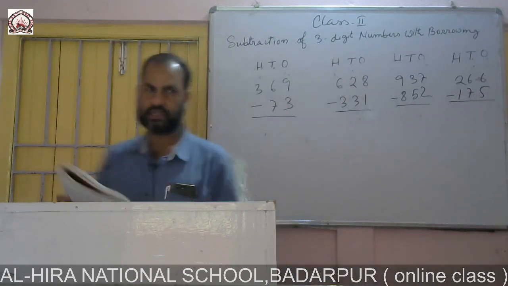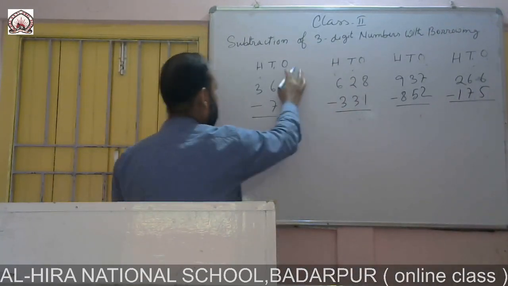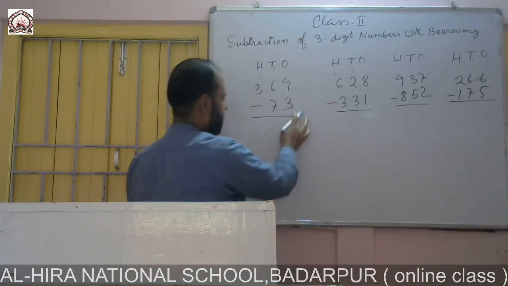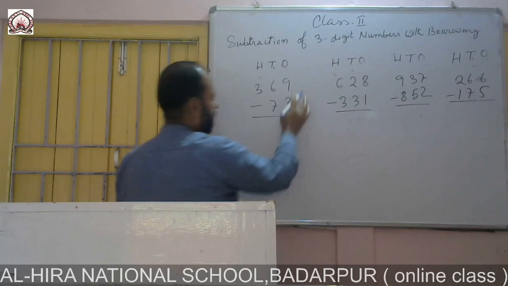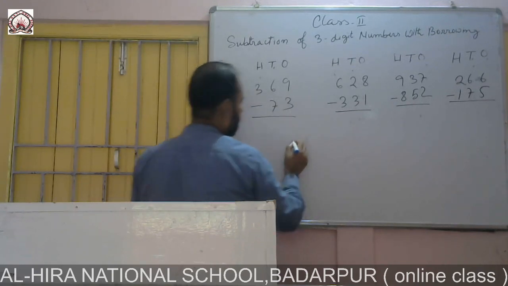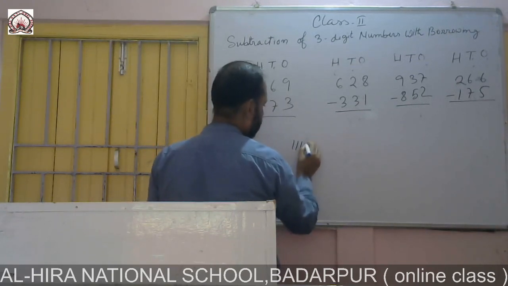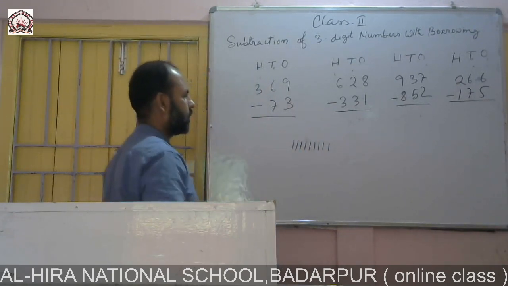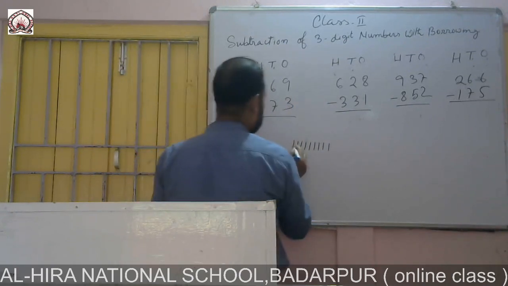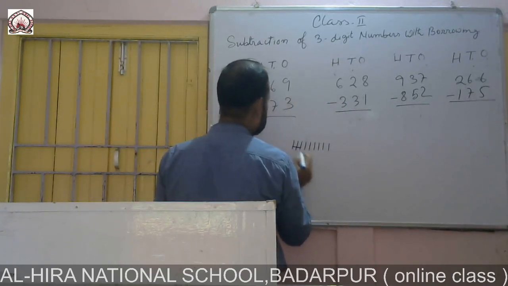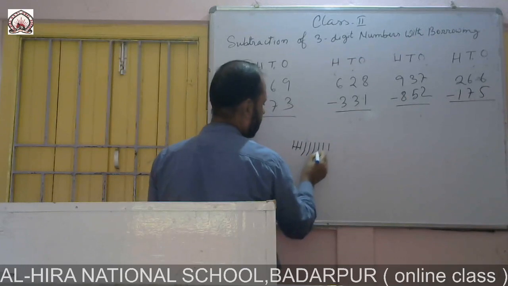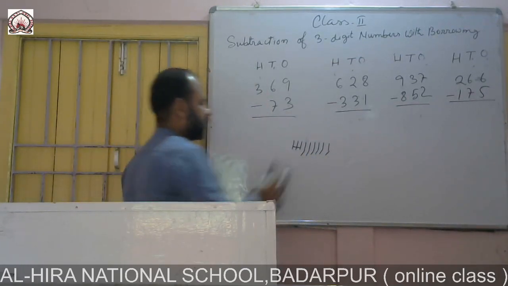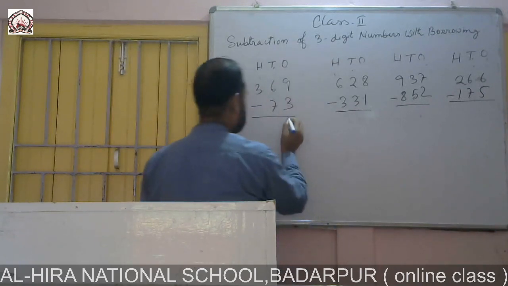Now we solve these examples. Here 9 minus 3, we use line 1 2 3 4 5 6 7 8 9. We cut how many? 3. 1 2 3, then remain 1 2 3 4 5 6. 9 minus 3 is equal to 6.